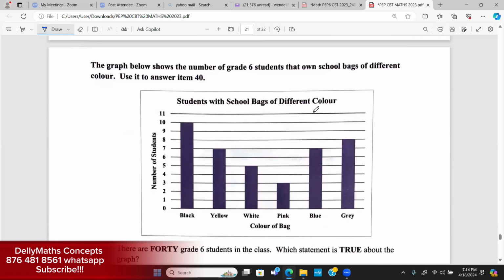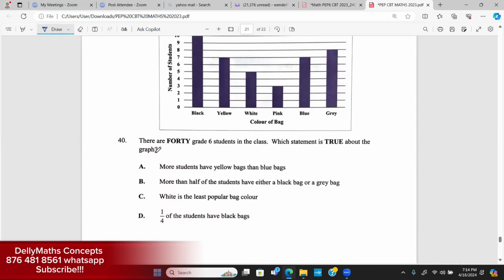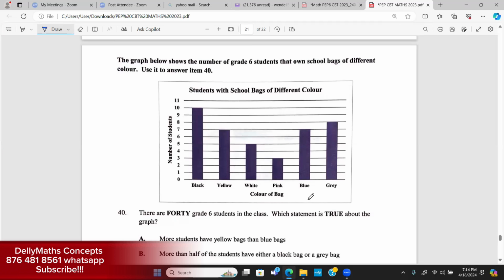All right, let's take a look at this last question here. It says, there are 40 grade 6 students in class. Which statement is true about the graph? So we have more students have yellow bags than blue bags. Let us look. So we're looking for true. More students have yellow bags than blue bags. Where is yellow? More have yellow than blue. No, blue and yellow is the same. So this is wrong.